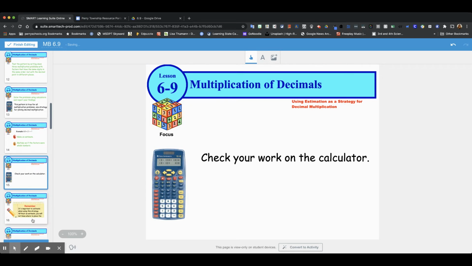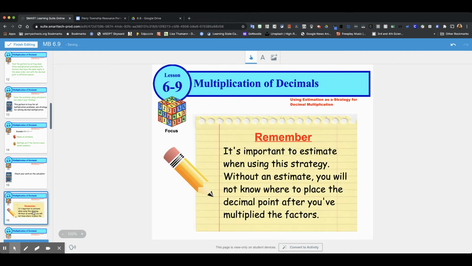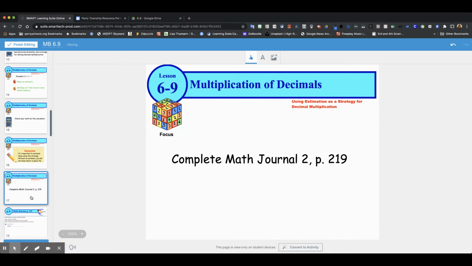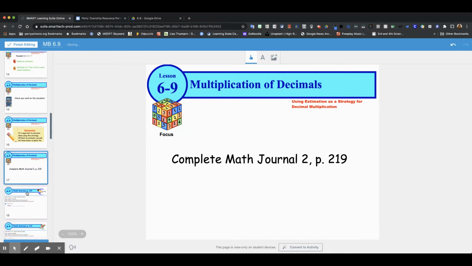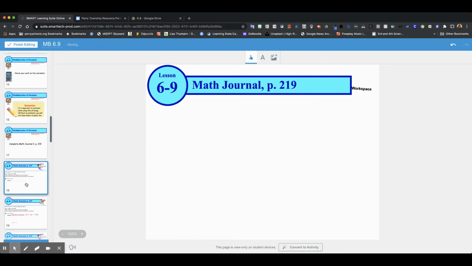You can check it with a calculator then, and hopefully you're going to see you get the exact same answer. Remember, it's important to estimate when you're using this strategy because without an estimate, you're not going to know where to place the decimal point after you've multiplied the factors. Estimate is a huge step in this strategy. So look at page 219 and complete all the problems on this page.